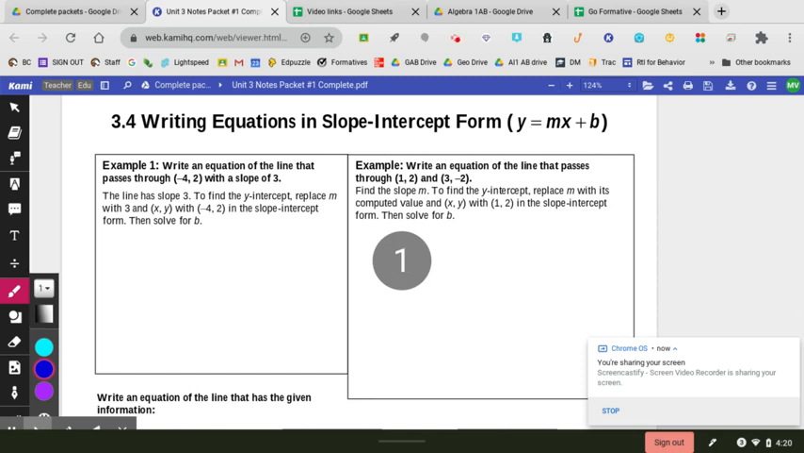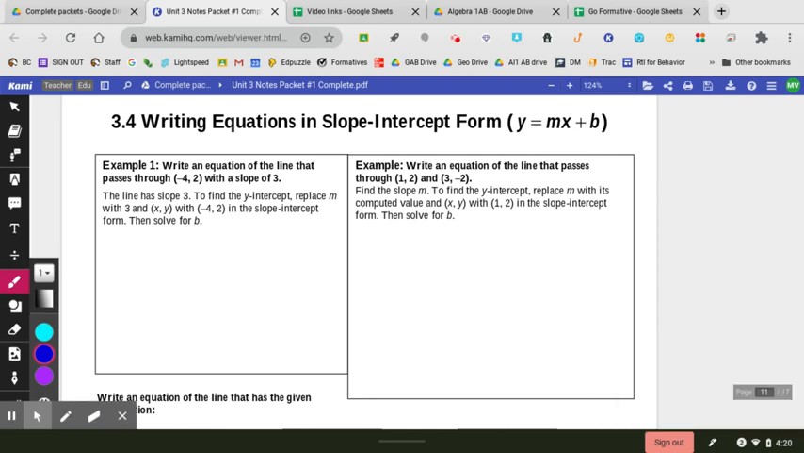Hey everyone, today we're continuing our study of y equals mx plus b and writing equations. So example 1, write an equation of the line that passes through (-4, 2) with a slope of 3. So we know that this line has a slope of 3 and we need to find the y-intercept.